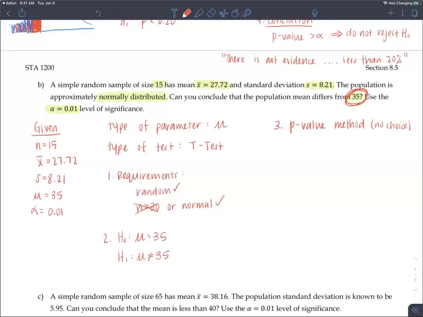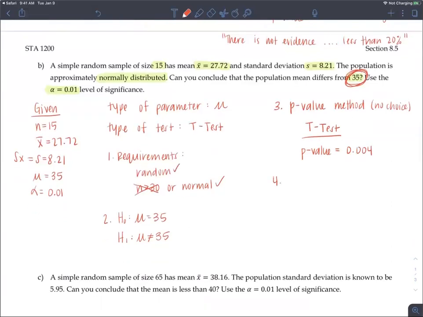And so when you put all the information into t-test, because we've already said that that's what we need to use, you put mu naught is 35, x bar is 27.72. This is also capital SX, right? So little s, 8.21. N is 15, and then not equal to. So calculate. Here you get a p-value equal to 0.004.